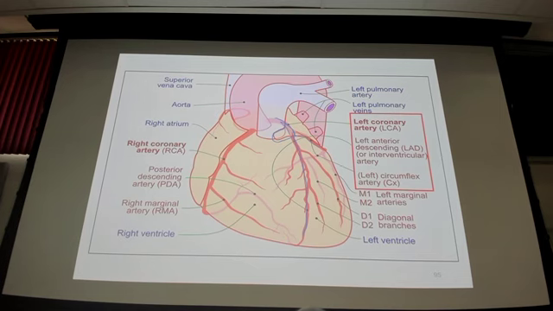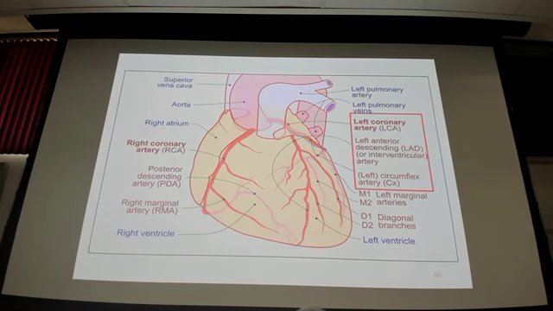Now the circumflex, let me erase all this ink. The circumflex is the one that circles around, okay? And it dives down behind here, right? So it supplies the upper part of the left ventricle, where it is. It goes back around, so it supplies the back side of the left ventricle, all right? Some of the atrium as well, because it's right there.